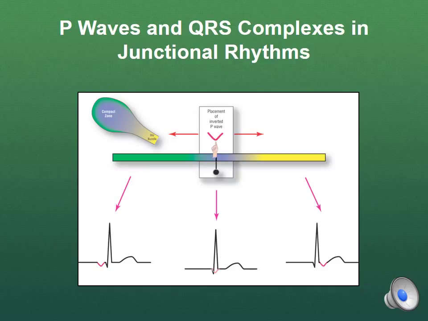We can have some different looking P waves and QRS complexes in AV junctional rhythms. Generally, the reason we have a QRS that looks any different is because of where the P wave falls. If you look at where our stimulus is occurring in the AV node, up toward the left side of the screen, we have a stimulus that arises in the transitional cell zone. We have an inverted P wave with a very short PR interval.